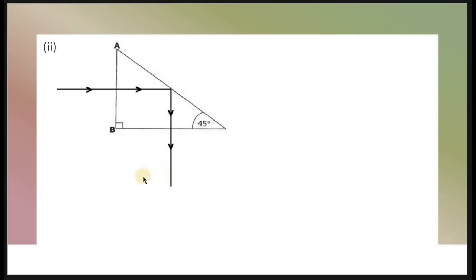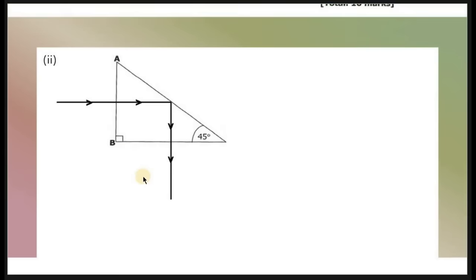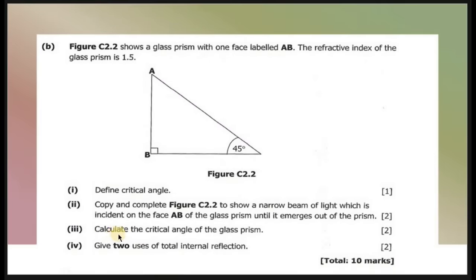Then next, here we just copy and complete to show a narrow beam of light which is incident. It's just a narrow beam, they didn't say label anything else. Then here, calculate the critical angle of the glass prism. This glass prism has a refractive index of 1.5.